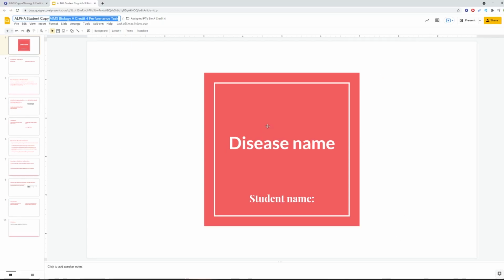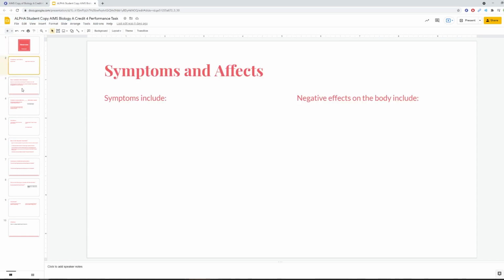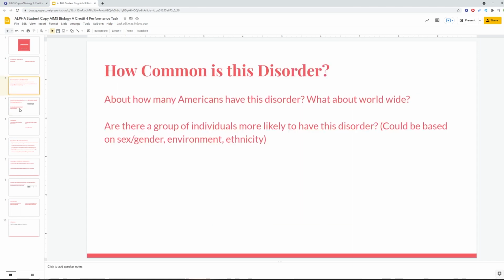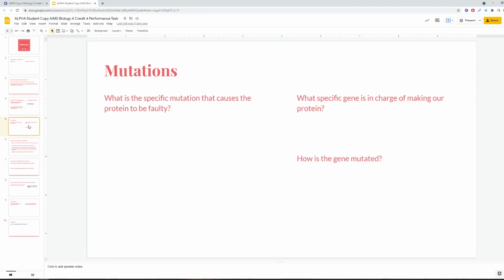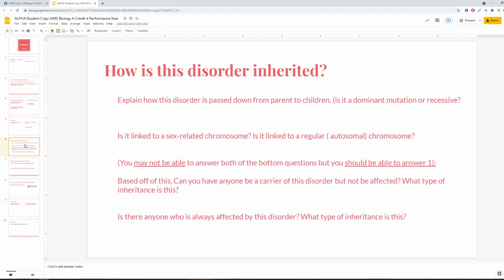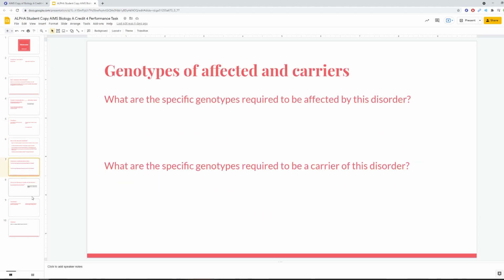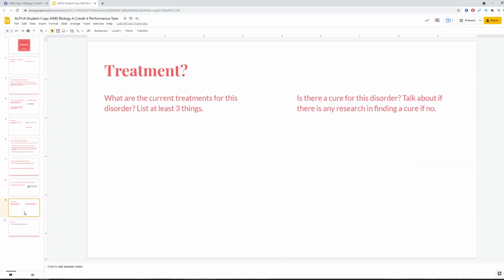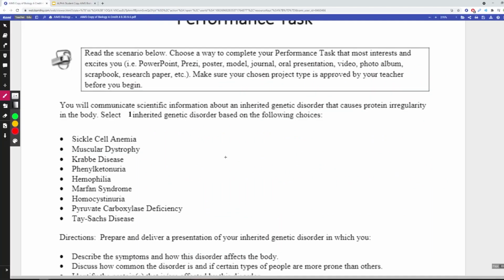For this activity, we are giving you a template. So it's designed to help you research and go through and fill out information. So you are going to be awesome at this performance task. But what are you researching? Well, let's take a look at our packet.